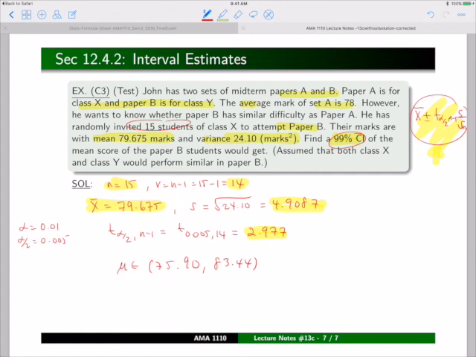So since the confidence interval contains 78, we can conclude that both papers have the same level of difficulty, paper A and paper B.